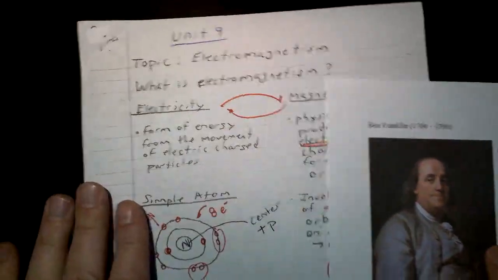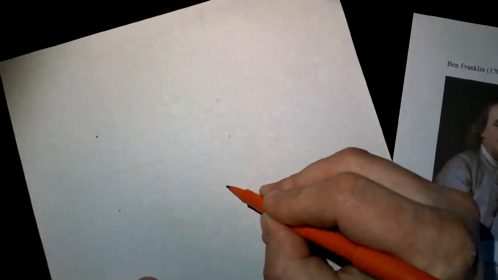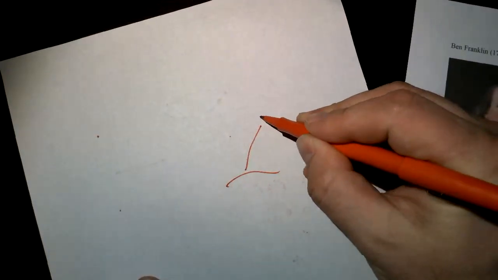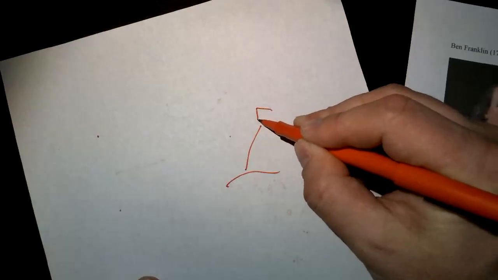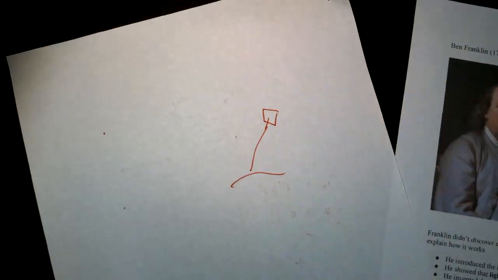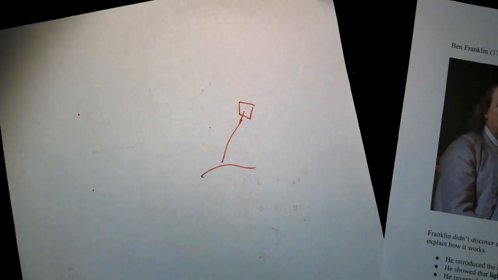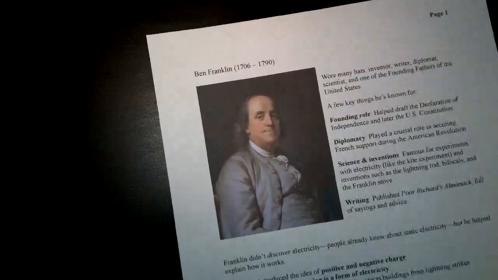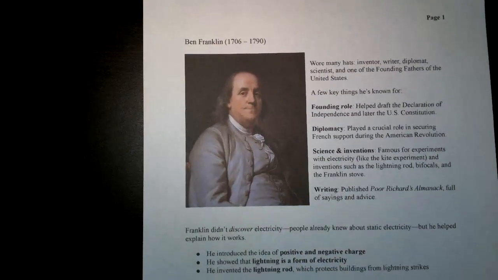I don't know if he went out and had this kite. I can draw a kite, and he thought about electricity and stuff like that. So now you have what we call Ben Franklin, right? Ben Franklin is one of the important things that you're going to read about.